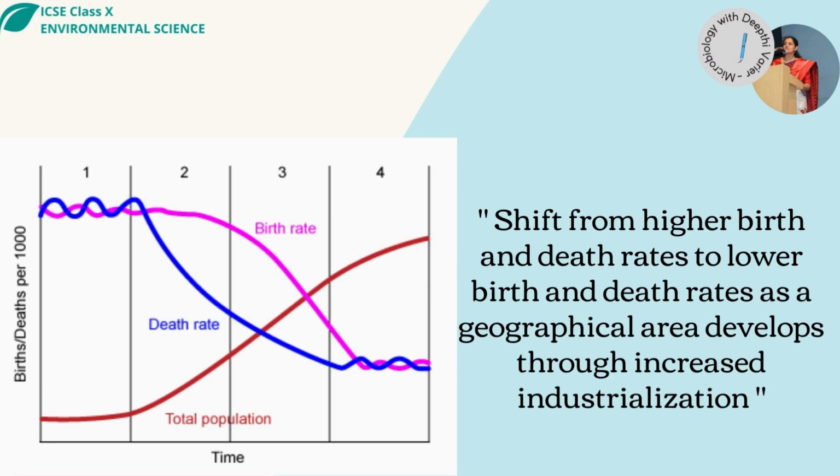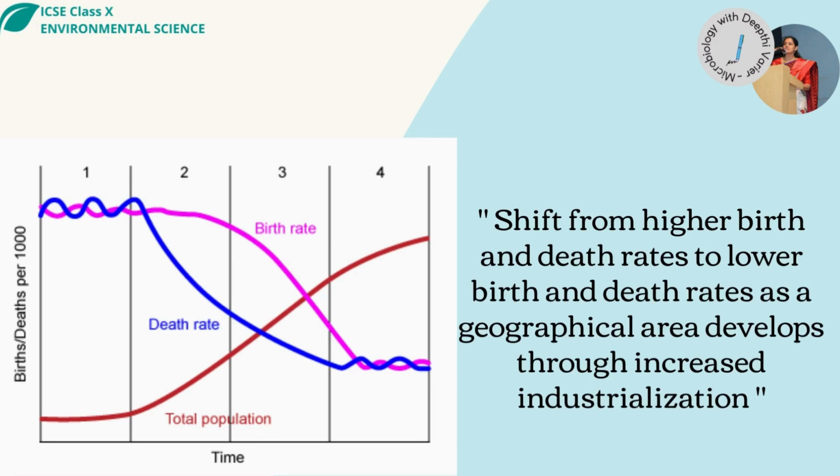This shift mainly happens through increased industrialization. So what you see over here are the different stages of demographic transition. Traditionally there were four stages, but now a fifth stage has also been included. Now the first stage, what you see over here, is where there is a very high birth rate and very high death rate. This was seen in our world until the late 18th century, because medical advancements were not so freely available to everyone.